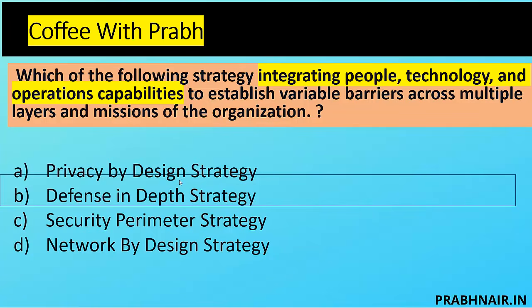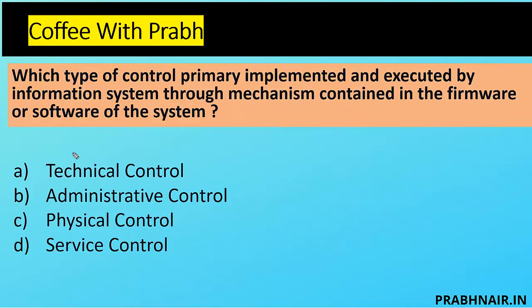Let's move to the next question. Which type of control is primarily implemented and executed by the information system, which is technical, through a mechanism contained in the firmware or software of the system? The question is talking about implementing one control in the information system, which is technical in nature, and it is implemented by software or firmware, that is also technical. So the option is technical control, that makes sense.